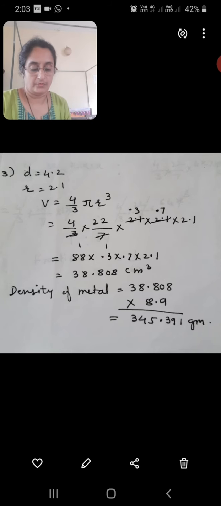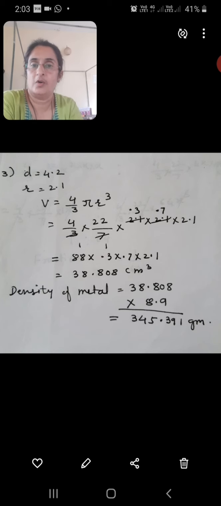13.8, we are going to find out the volume of a sphere using the formula 4 upon 3 pi r cube. Here I have taken the third question, that is the diameter of a metallic ball is 4.2 centimeter. What is the mass of the ball if the density of the metal is 8.9 gram per centimeter cube? Here the density of the metal is given, that is 8.9 gram per centimeter cube. To find out the total mass of that material, you should know the volume.